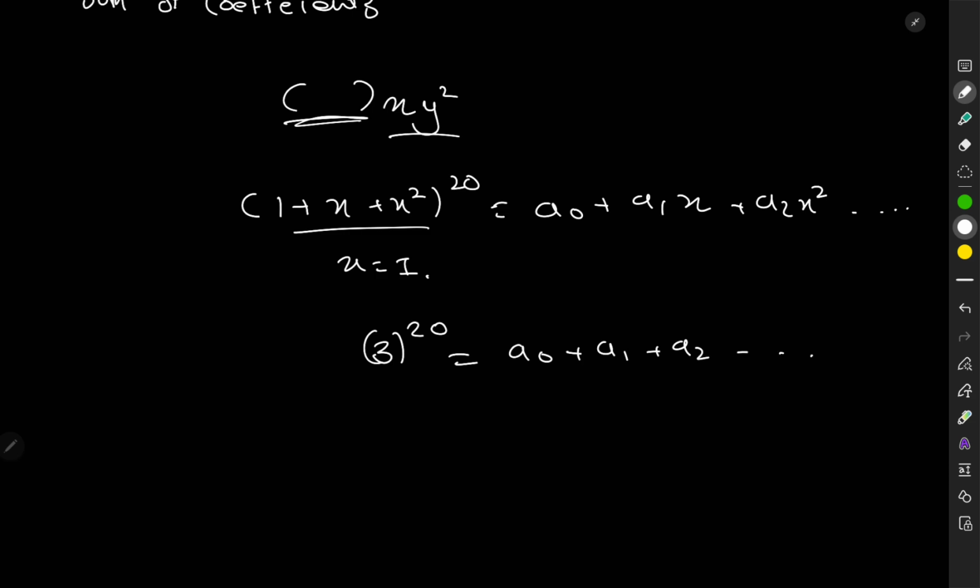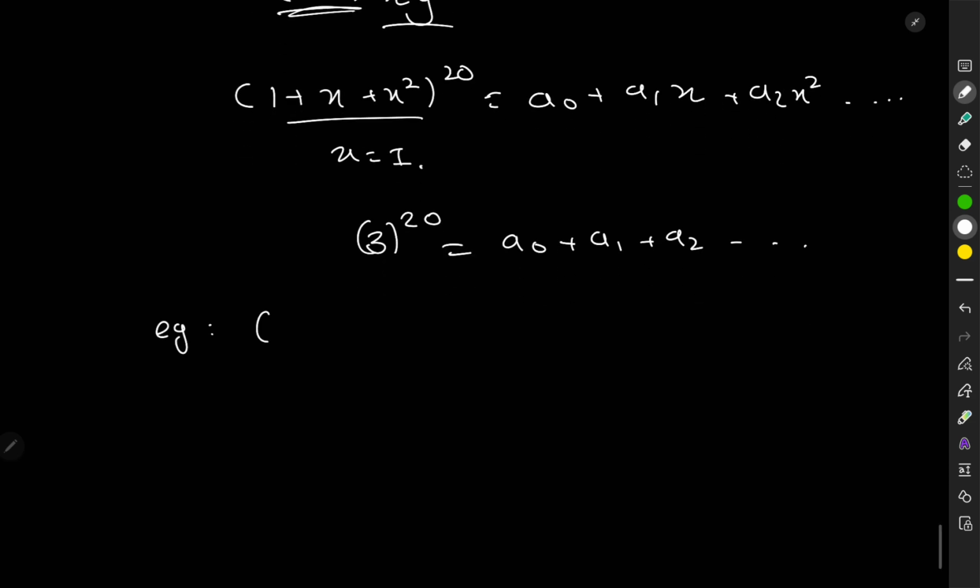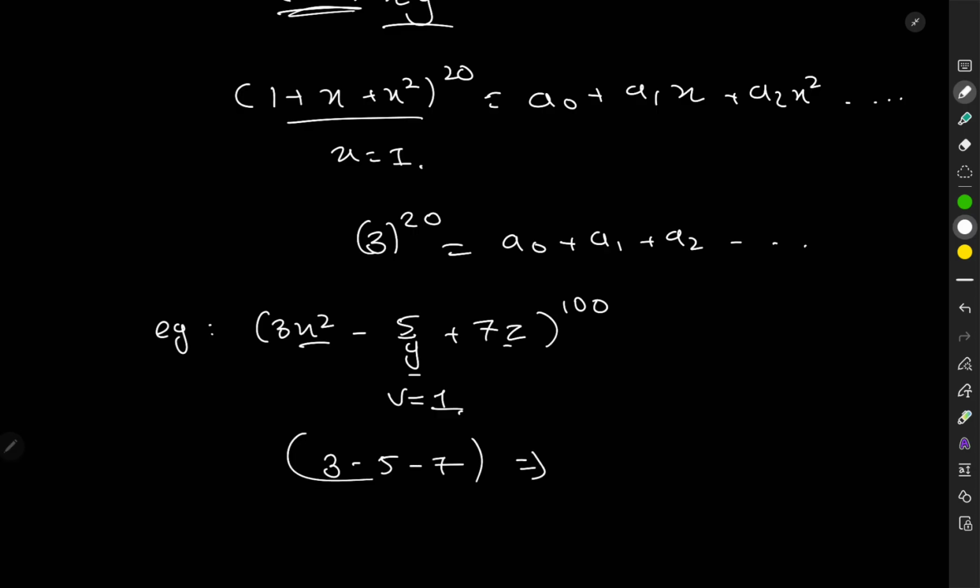For example, 3x square minus 5 by y plus 7z to the power 100. We need to find the sum of the coefficients. Put all the variables equal to 1, all the variables x, y, z. I'll get 3 minus 5 plus 7, which is 5 to the power 100. Fine, this is easy, right? So let me solve some questions based on this.